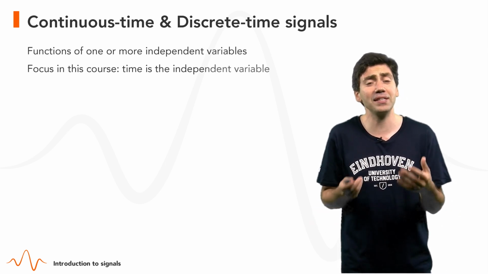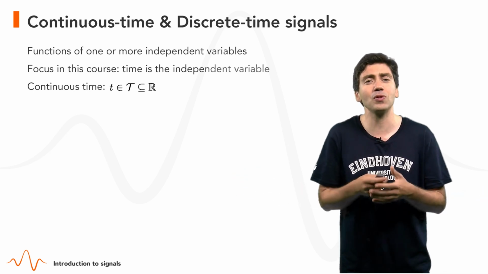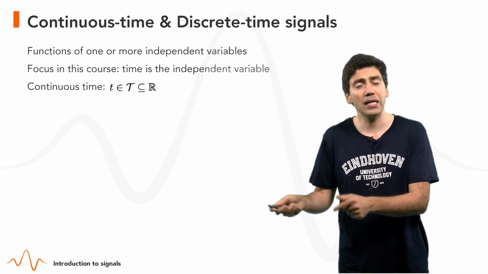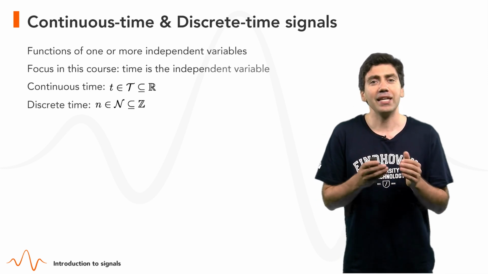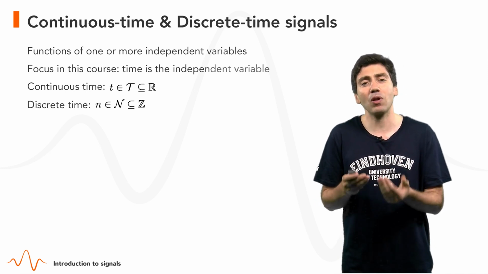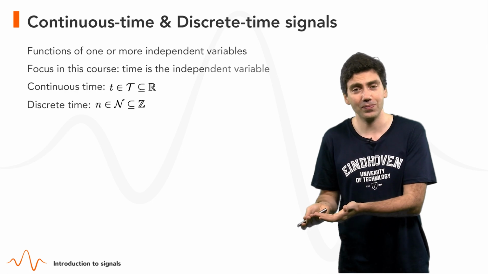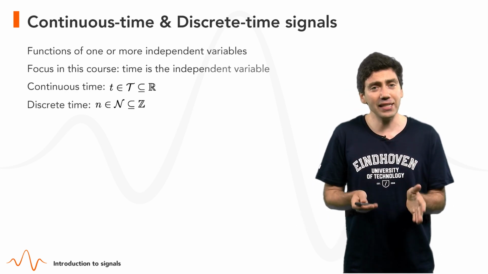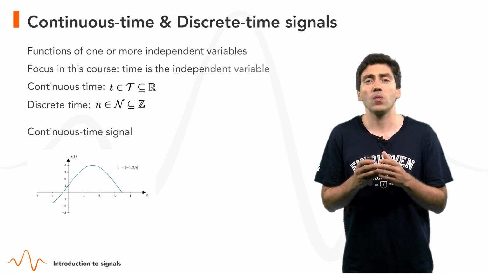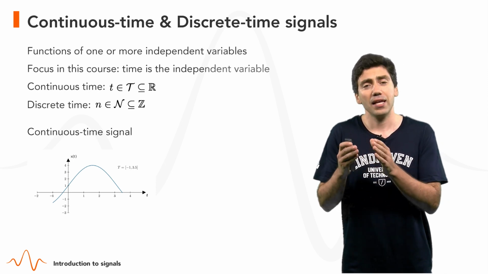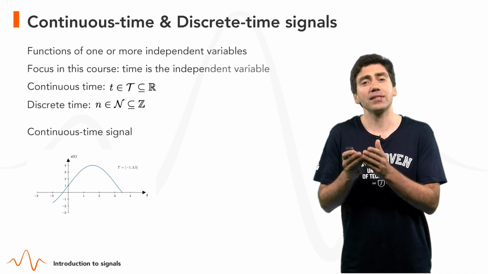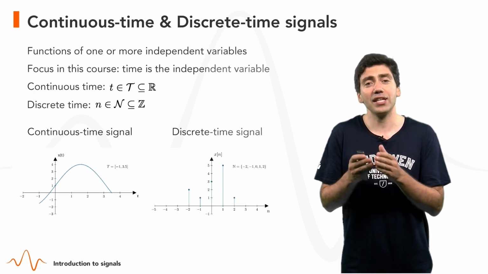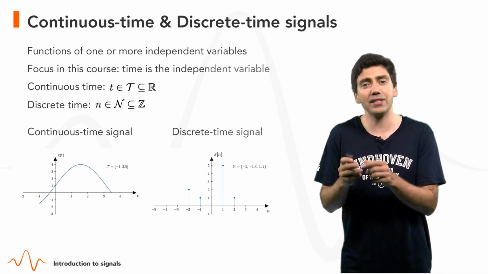Now, time can either be continuous, for instance, time as we usually know it. In that case, it belongs to a set that belongs to R, but it can also be discrete. In that case, it belongs to a set that belongs to the integers. We'll denote a continuous time signal, let's say x, with the notation x(t) with round brackets, and a discrete time signal with the notation x[n] with square brackets.